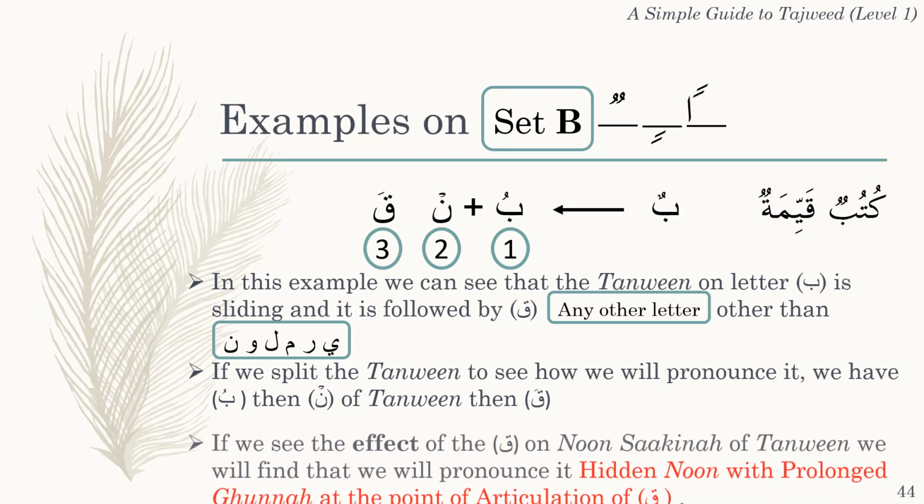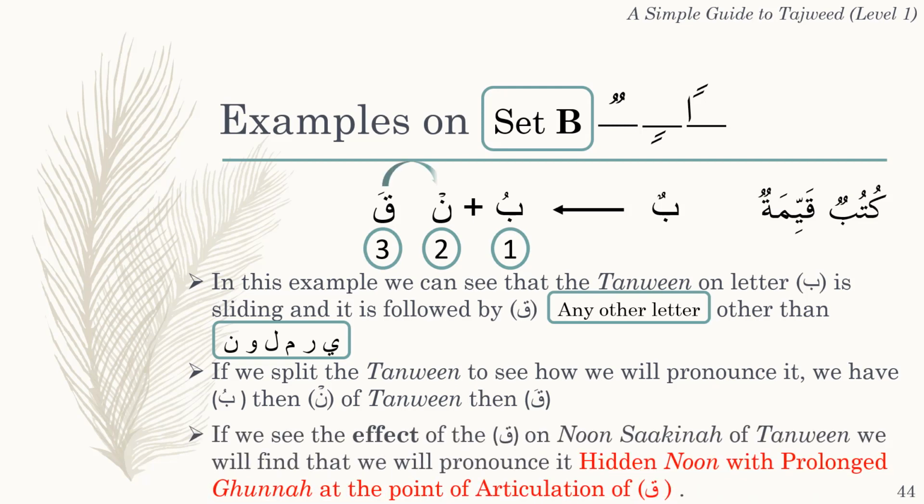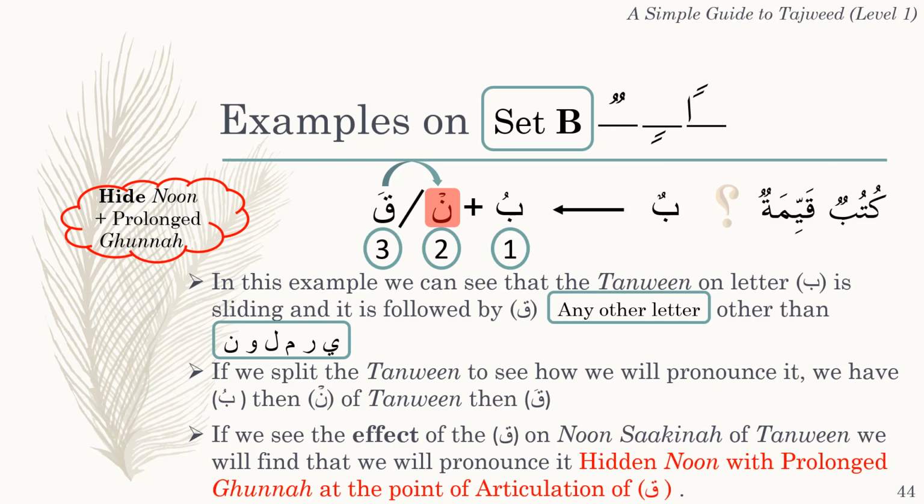If we see the effect of the qaf on noon sakana of tanween, we will find that we will pronounce it hidden noon with prolonged ghunna at the point of articulation of qaf. Now listen to Sheikh Ahmed reading the example and check if he read it correctly or not.